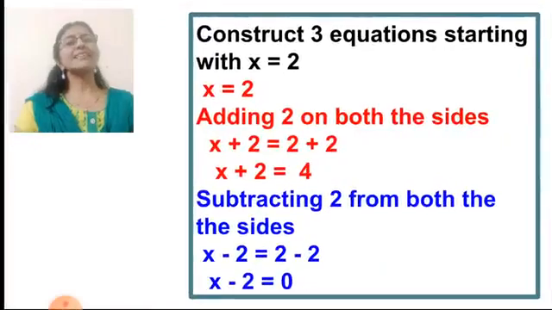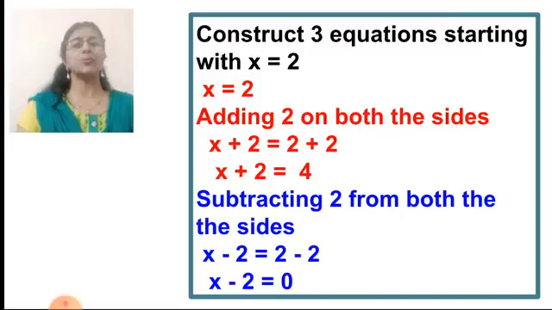Now children, let us construct 3 equations starting with x equal to 2. In the previous question we have taken the solution as 5. So let us take x equal to 2. So x equal to 2, let us add 2 on both the sides of the equation. So you will get x plus 2 is equal to 2 plus 2. So it will be x plus 2 is equal to 2 plus 2 is 4. So this is one equation. We got x plus 2 is equal to 4.